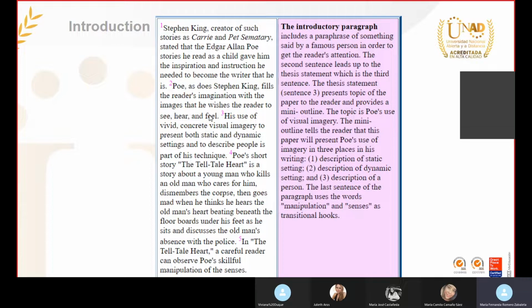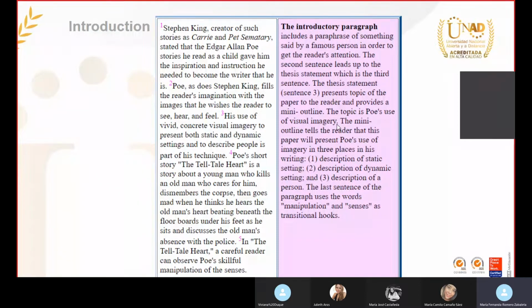And then he starts talking about the use of vivid, concrete visual imagery to present both static and dynamic settings, to describe people, as part of his technique. Whose technique? The technique of Poe. Okay, he continues: Poe's short story, The Telltale Heart, is a story about a young man who kills an old man who cares for him. And it is a story of Poe, as we saw. So the topic is the technique of Poe, the use of visual imagery that he has.